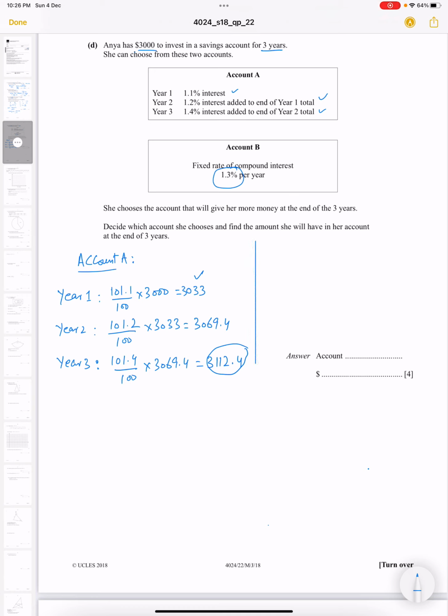Now let's find out what amount she will have if she uses account B. Compound interest is fixed, and we calculate compound interest using this relation: principal amount times (1 plus r over 100) raised to the power n, where n is the number of years. So the principal amount is 3,000 times (1 plus 1.3 over 100) whole power 3. So if I calculate this, it is 1 plus 1.3 over 100.